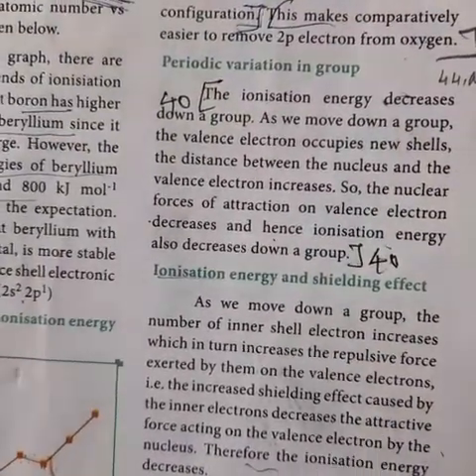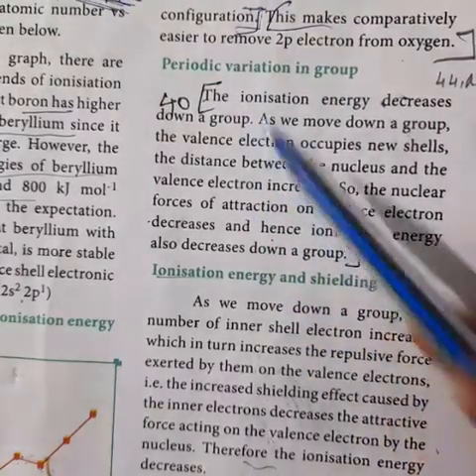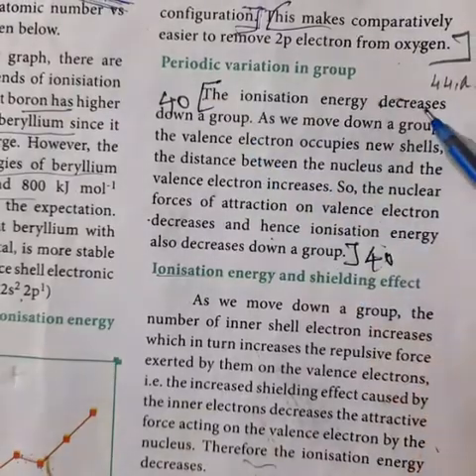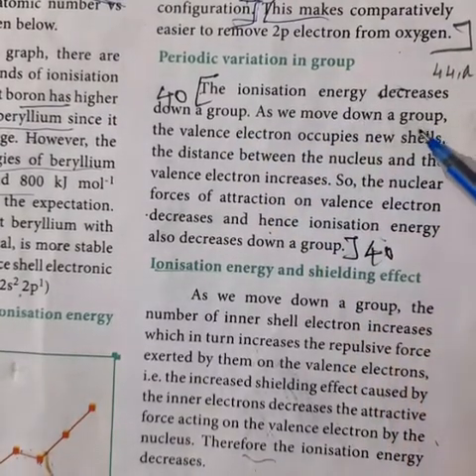Now the periodic trends in ionization energy along the groups. Along the groups, here to here you have to mark. The ionization energy decreases down a group. We already studied that.